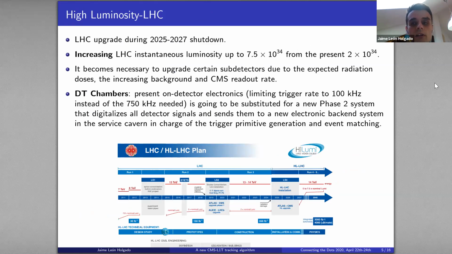A bit about high lumi LHC. This will be an LHC upgrade that will occur during the 2025-27 shutdown. It will imply an increase in the LHC instantaneous luminosity from the present 2 times 10 to the 34 to around 7.5. This increase makes it necessary to upgrade certain subdetectors, because the expected radiation doses, background and CMS readout rate will increase quite a lot. For the DT chambers, the present on-detector electronics limit the trigger rate to around 100 kilohertz, so we need to substitute them to reach the 750 kilohertz that we need.